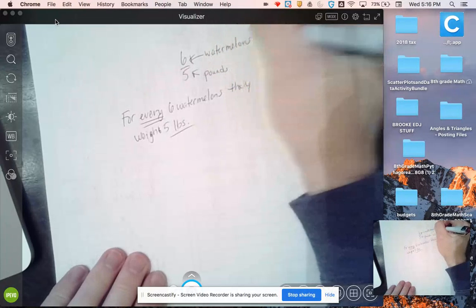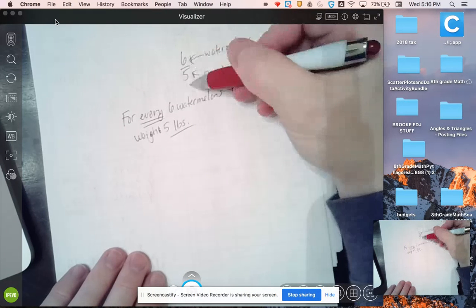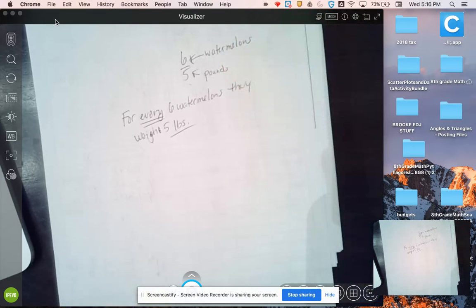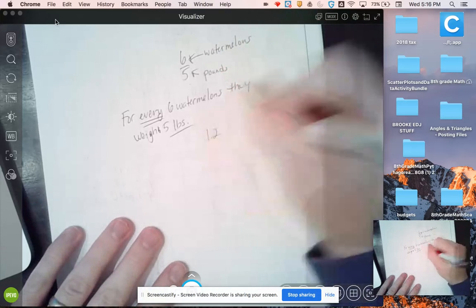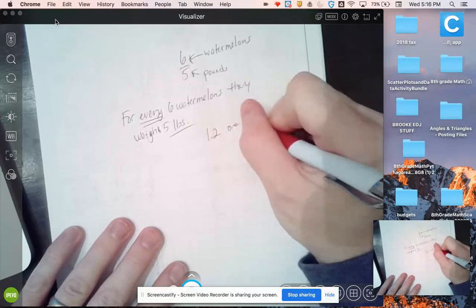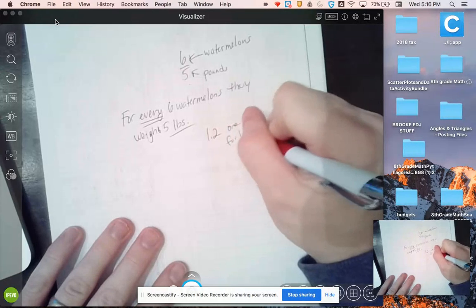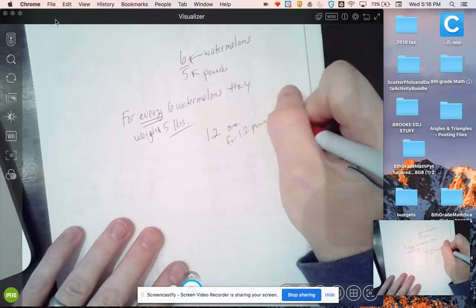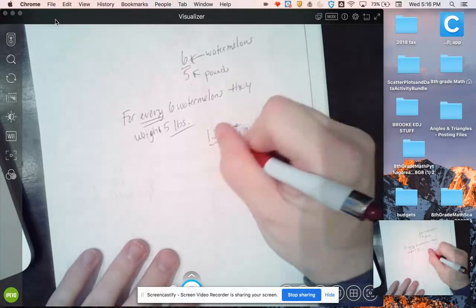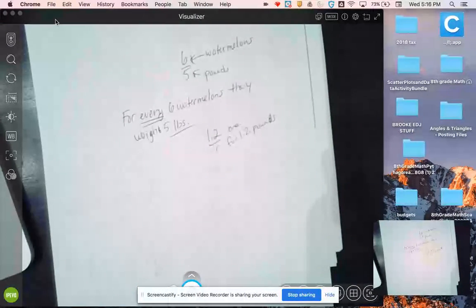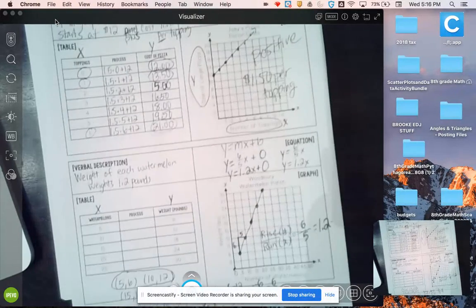And that's what that means. That 6/5 means 6 watermelons is going to give you 5 pounds. And if you divide that out, 1.2 means 1 watermelon for 1.2 pounds. That's what that meant. Okay. So there it is in a nutshell for you guys.